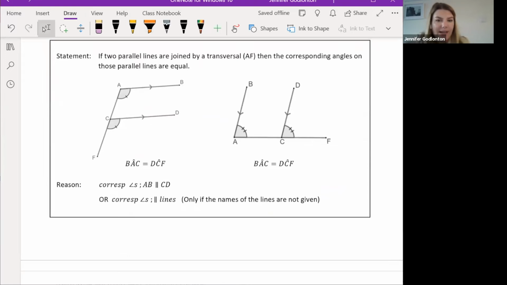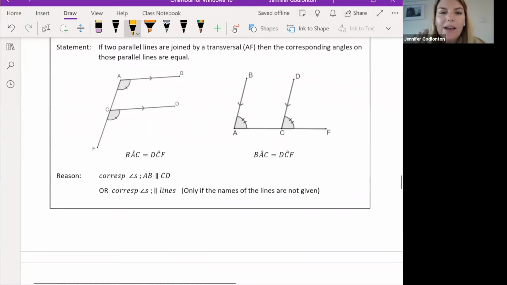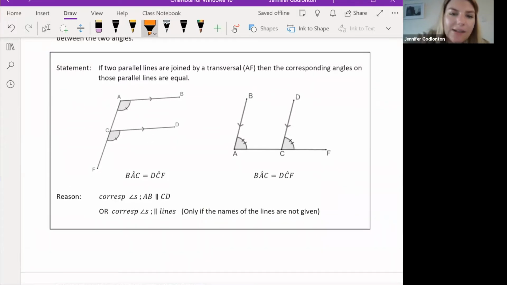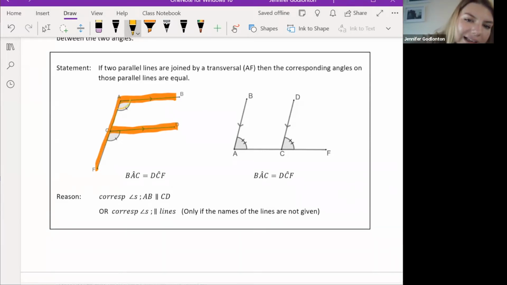This is what the rule looks like, okay? These are the reasons we write. Don't worry, I'm going to show you an example of it just now, so don't stress. All that this is saying is when we have these parallel lines, so it's always important to know which lines are parallel, okay? When we've created this F situation, we can say that this angle here is equal to that angle here. So we're saying that angle BAC is equal to angle DCF, and the reason will be corresponding. So that correct is for corresponding. That symbol is saying angles, and then we have to say which lines are parallel. So AB is parallel to CD. We have to say that, okay?